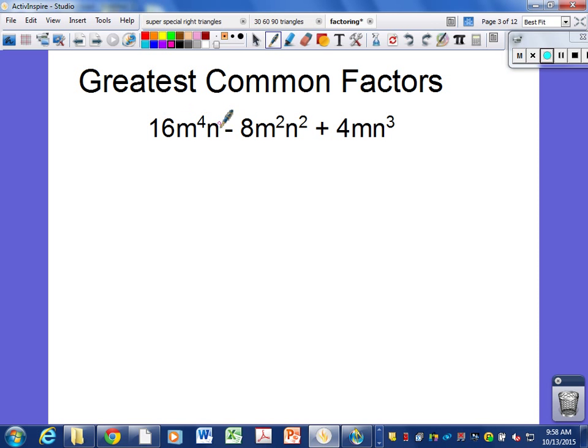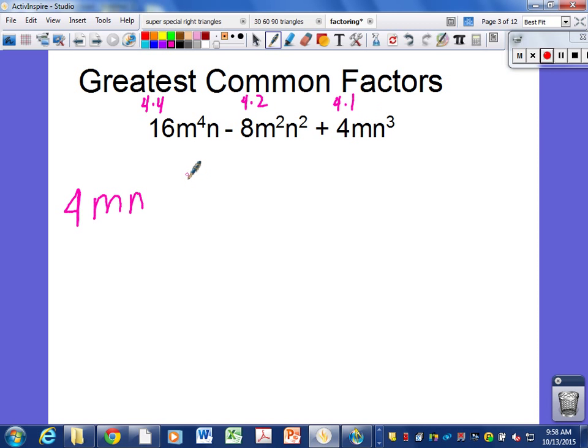16 m to the fourth n. Alright, it's just 1m, right? Because there's only 1m over there. This one has 1m, this one's got 2, this one's got 4. So just 1m and 1n. Each has 1m in common, and an n in common. So 4mn, and a 4 outside, because each term has a common multiplier of 4. This is 4 times 4, this is 4 times 2, this is 4 times 1. So they all have a common multiplier of 4, and they all have 1m and 1n.